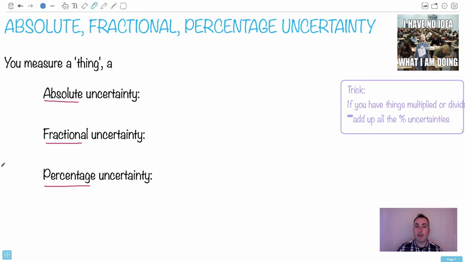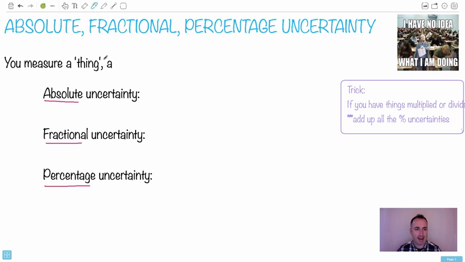Absolute, fractional, and percentage uncertainty, again, are really important for paper 3. So in order to do this, we have to understand a measurement. In this case, we're going to be using this example of measuring something. That thing you measure could be a distance, it could be a force, whatever. In this case, I'm just going to call it a thing A.